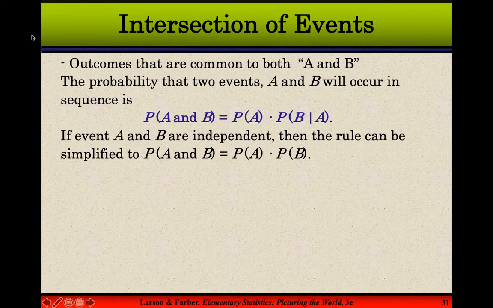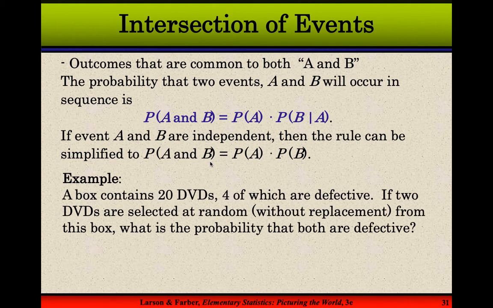Today we're going to look at what's called intersection of events, that is, outcomes that are common to both event A and event B. The word "and" is going to be a clue for us that when we're trying to find the probability of A and B, we're going to need to do some multiplying. And we have to multiply the probability of A times either the probability of B given A, remember that's a conditional probability, or if my two events are independent, it's just the straight up probability of A times the probability of B.